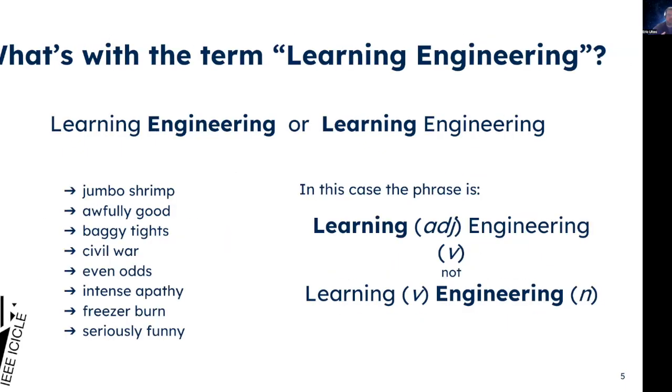So, a little humor there. There are those who talk about learning and engineering as almost anathema to each other. Not the case here. I'd use examples like jumbo shrimp, awfully good. They seem contradictory, but they go together. In this context, the emphasis is on learning. Engineering is helping to achieve an outcome, but learning is the primary focus of learning engineering.